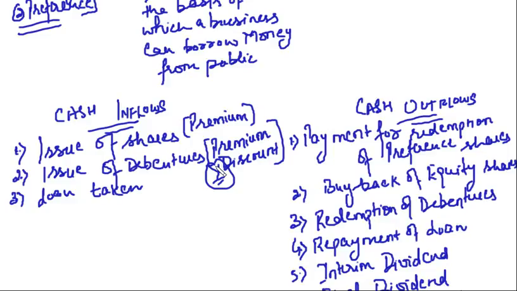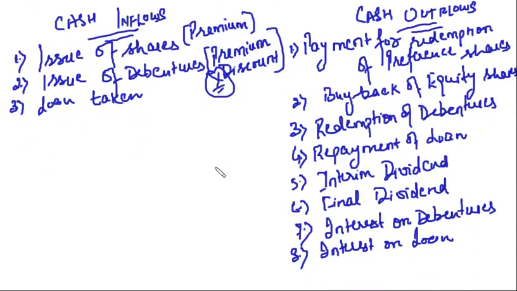Clear, friends? So this is how you do cash flow from financing activities. Basically, it relates to the items which are affecting our finance. Just remember one thing: we are in need of finance. We need 4 crore rupees for business expansion. How are we going to get those 4 crore rupees? There are 3 ways. One is share capital. Second is debentures. Third is loan from bank.